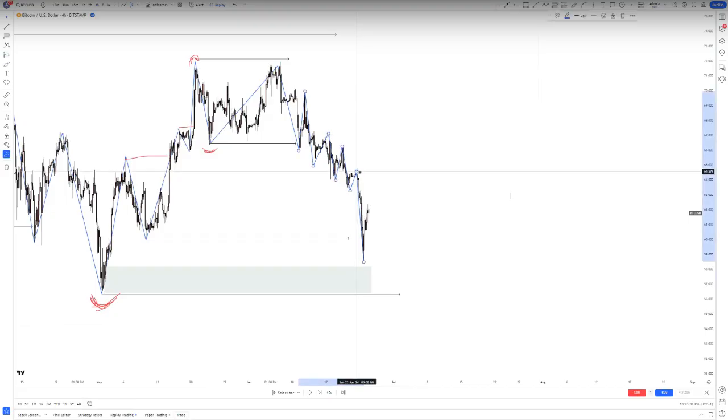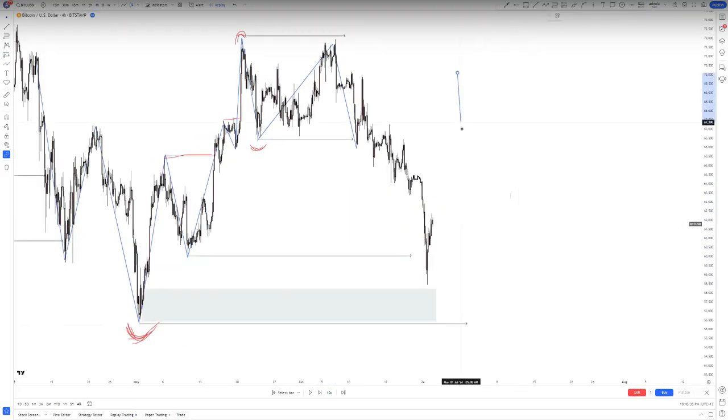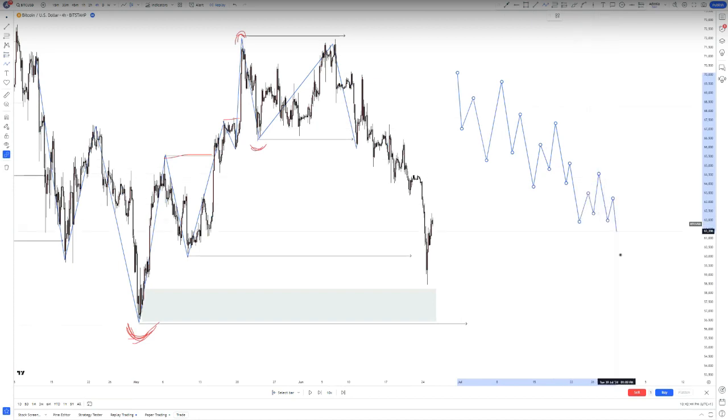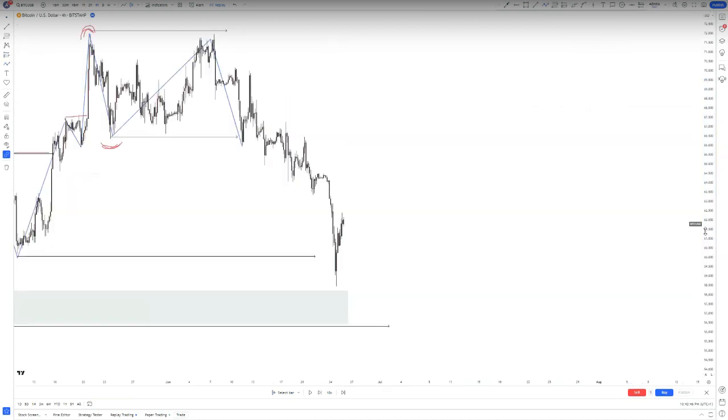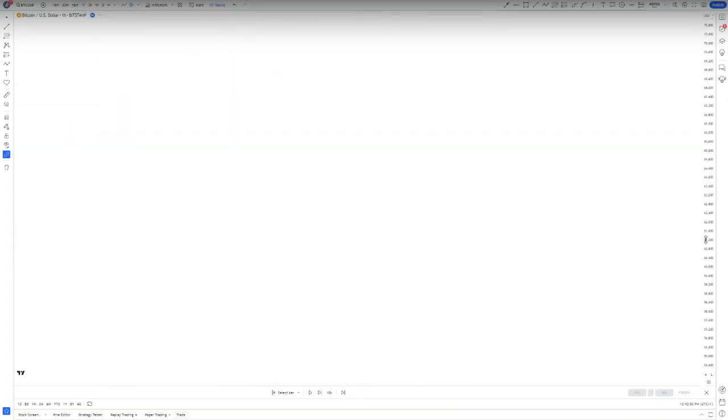Let me draw it out properly. I didn't even draw it out properly. I always say that always mark out your structure like this, right? Internal, external, internal, external. You just want price to take out internal, external. Now, if I'm to mark it out, let's move to a lower time frame and mark it out correctly.